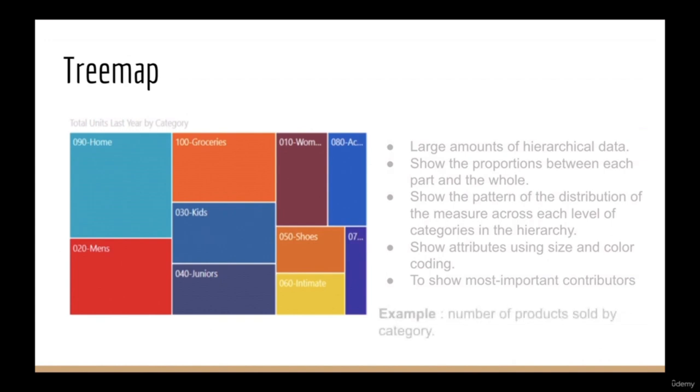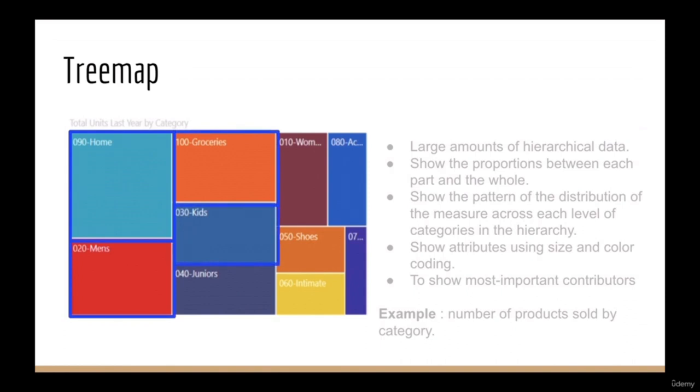In our example here, we're showing the number of products sold last year, ranked by category, and we can see that the home category has the most units sold. Then come the categories men's, groceries, kids, and so on.